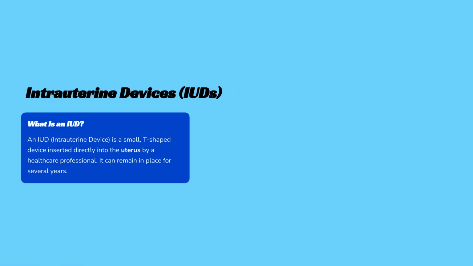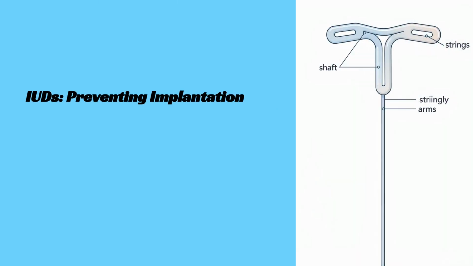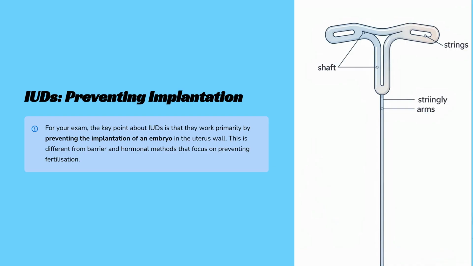Intrauterine devices, or IUDs, are small, T-shaped devices inserted into the uterus. Copper IUDs release ions that are toxic to sperm, while hormonal IUDs release progesterone to thicken mucus and thin the uterine lining. Both types prevent implantation. For your exams, remember that IUDs work primarily by preventing the implantation of an embryo in the uterus wall. This is a crucial distinction compared to other methods that focus purely on preventing fertilization.